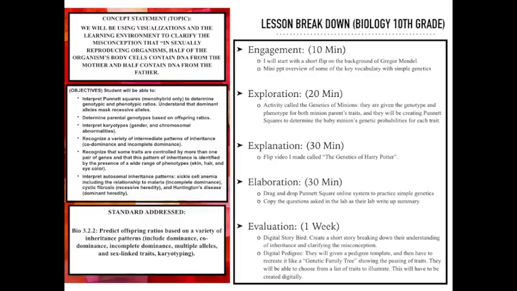The standard that these objectives meet is based on Bio 3.2.2, predict offspring ratios based on a variety of inheritance patterns, including dominance, codominance, incomplete dominance, multiple alleles, sex-linked traits, and karyotyping. Now I'm going to go a little more in depth on the overview of the lesson.